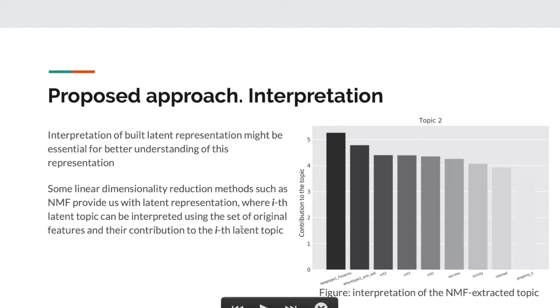So we can pick some topic, for example, topic number 2, and then we analyze the weights of this linear combination. All of them are non-negative, and here in this example we can see that the greatest weights correspond to the initial features of weapon type firearms and attack type 1 armed assault. It means that these two features have the greatest contribution to topic number 2, and in this way we can get the interpretation of the topic based on a set of initial features.